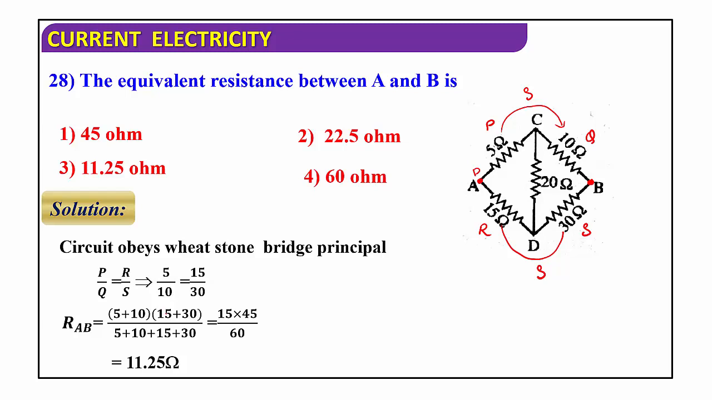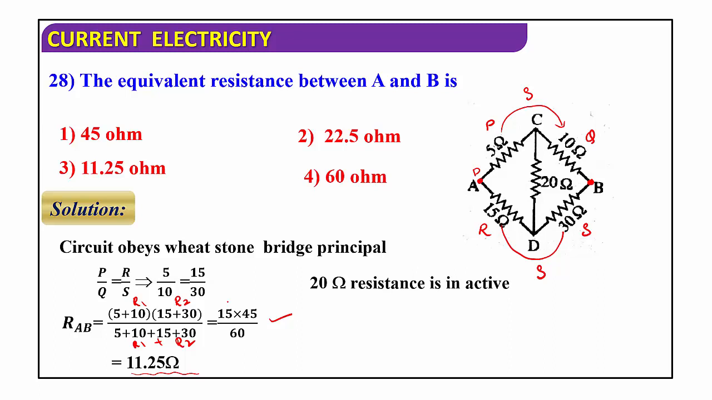So we can use this equation: R1 R2 divided by R1 plus R2 formula. We got 15 into 45 divided by 60, which gives the answer 11.25 ohm. So with 11.25 ohm, you can observe the 20 ohm resistance is inactive.